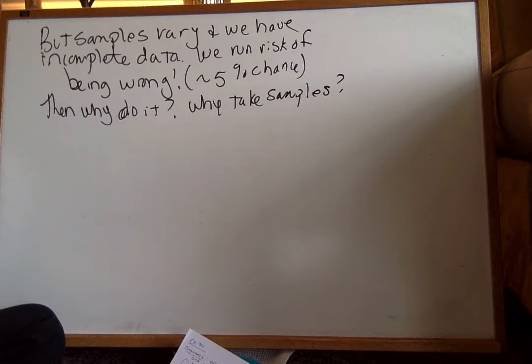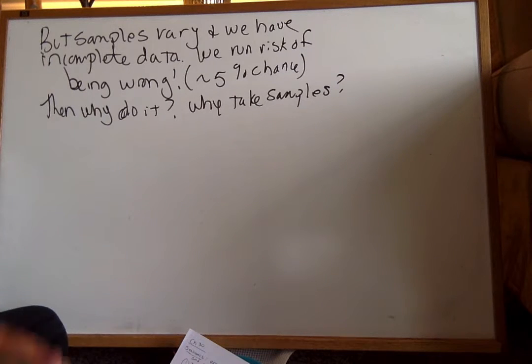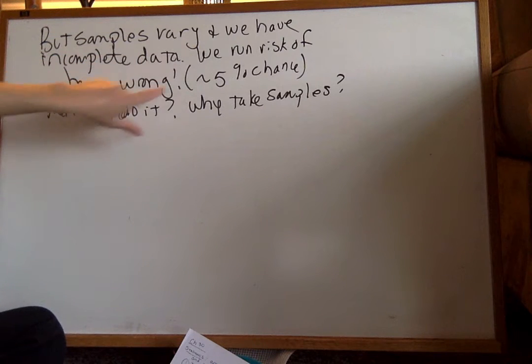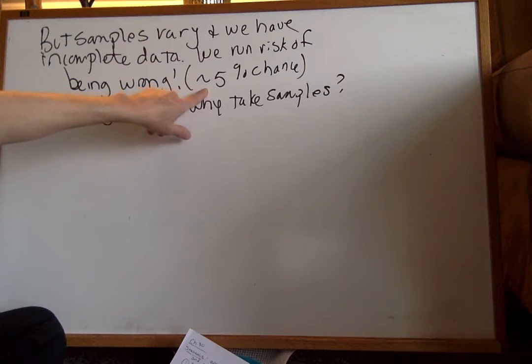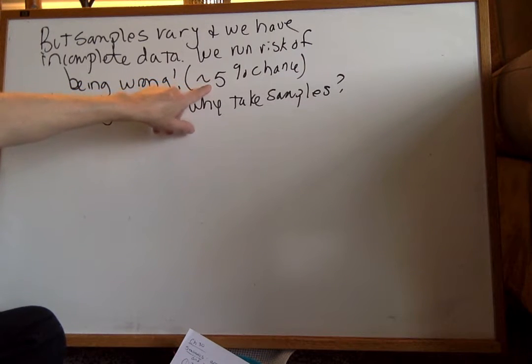And of course, our samples are going to vary. If you got a different group of 50, they could have different results, right? Or a different group of 1,000 registered voters. So samples vary, and we have incomplete data. So thus, we run the risk of being wrong. Just to let you know, it's about a 5% chance, no more than a 10% chance. We don't study where that number comes from in 207, but I just want to make sure you know, we keep it small. It's not like there's a 40% chance.